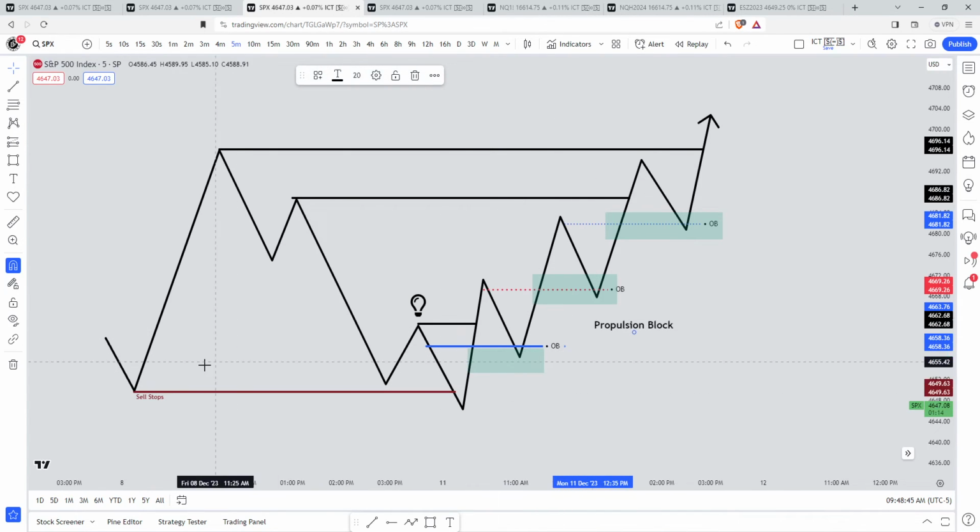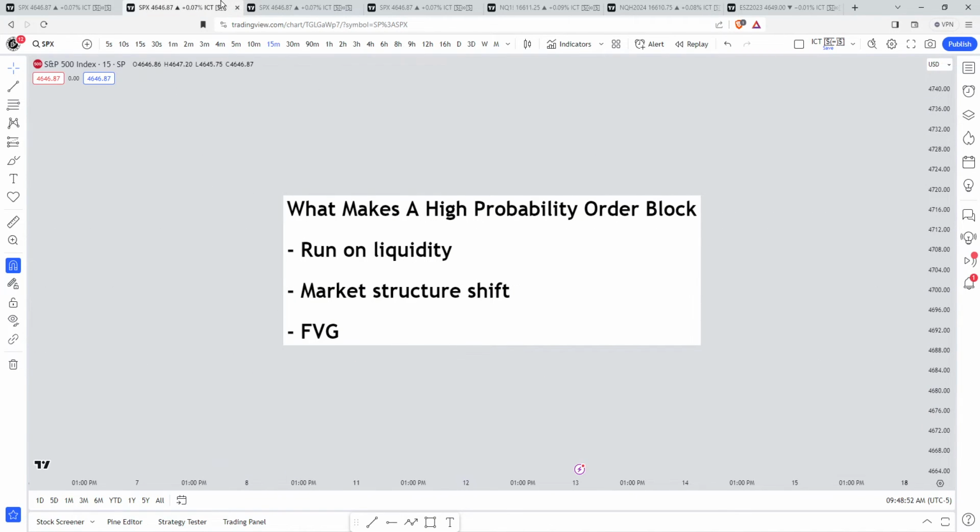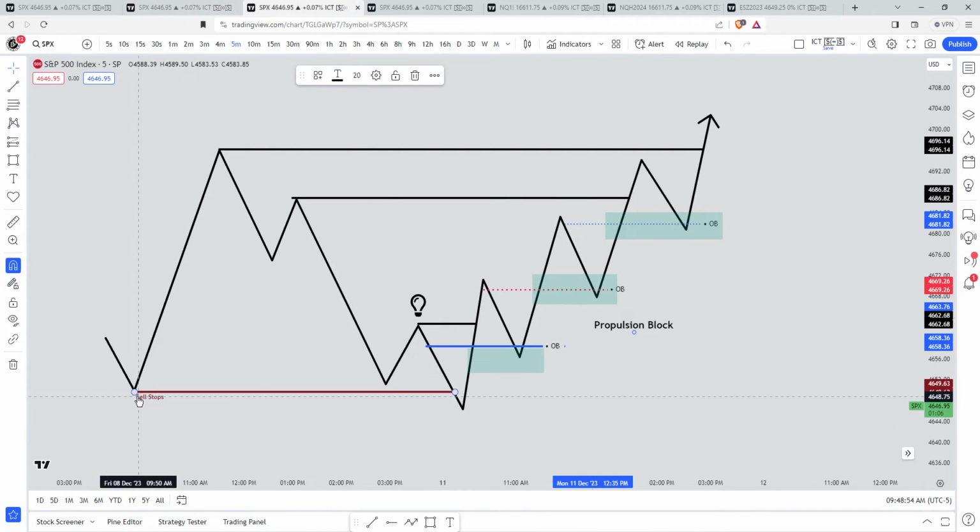But essentially, a high probability order block at reversal points is going to be a run on liquidity, a market structure shift, and a fair value gap. We have that right here. Run on liquidity, market structure shift, fair value gap. And it closed above the down close candles, which we're going to dive into. That's what causes the change in the state of delivery and the shift from sell to buy program.